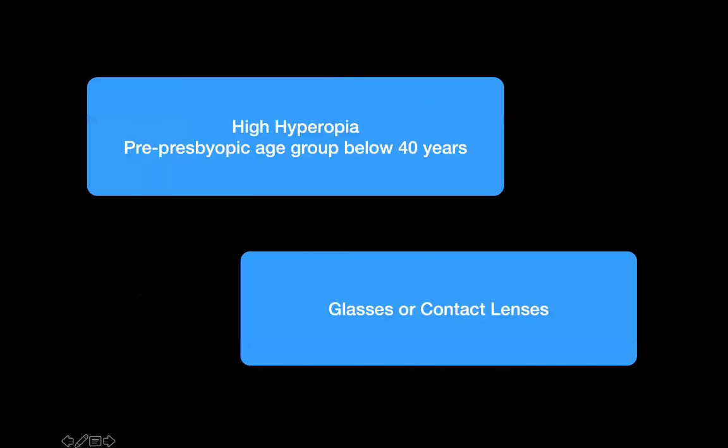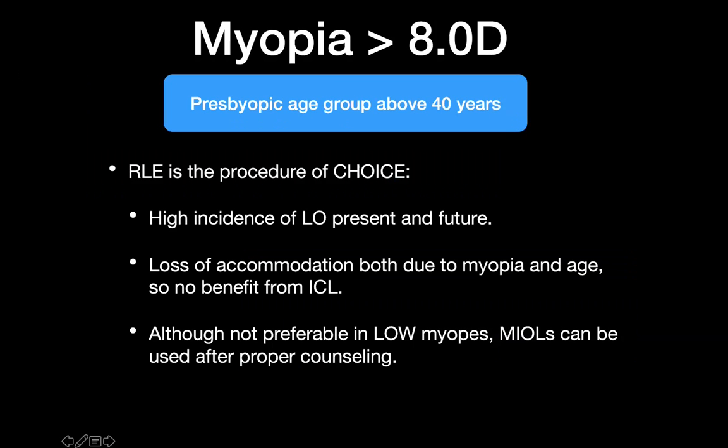So, high hypermetropia in the pre-presbyopic age, below 40 years of age. If you have high hypermetropia above +5, +6, I definitely refrain from doing surgery, and I advise the patient to wear glasses or contact lenses.